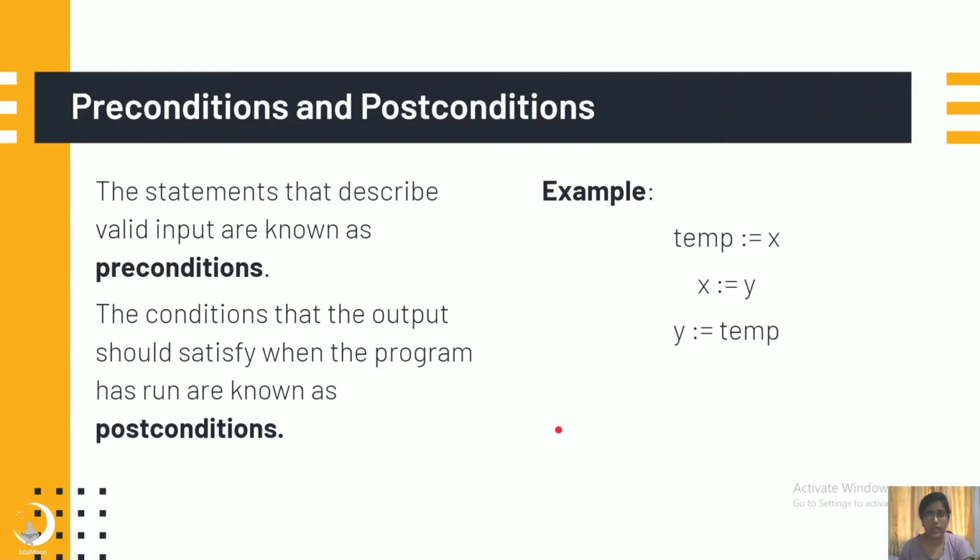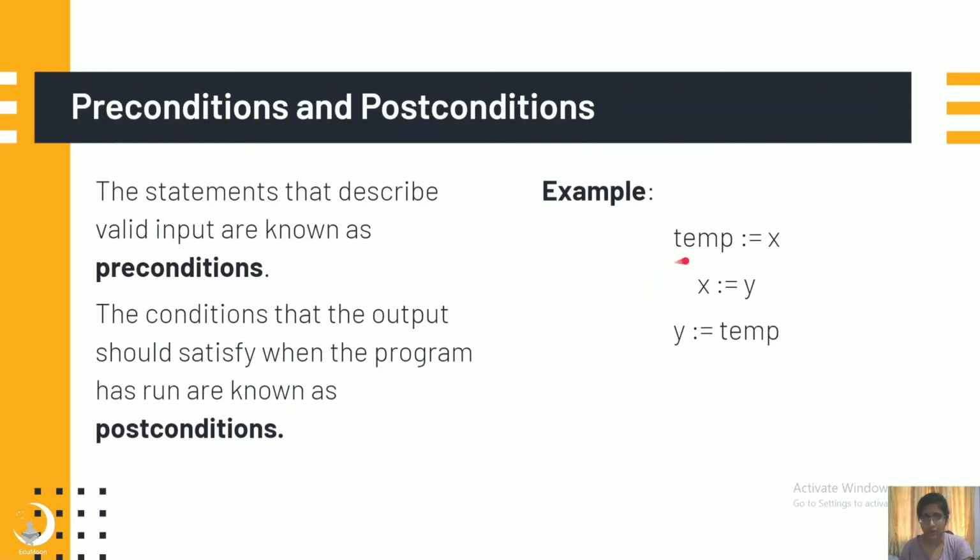Preconditions and postconditions. In predicates we have preconditions and postconditions. What are preconditions? The statements that describe valid input are known as preconditions. Like the desired input, the valid input we need for the particular domain are the preconditions. Postconditions are conditions that the output should satisfy when the program has run. When the program has been executed, these are the conditions the output should satisfy.